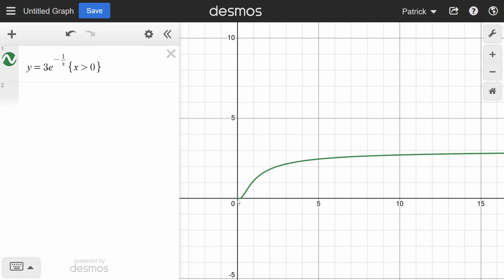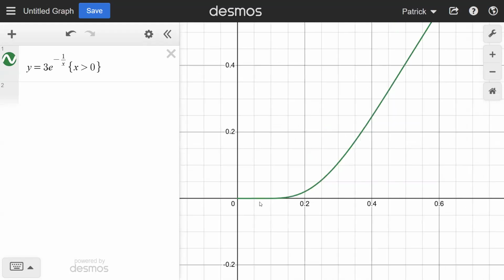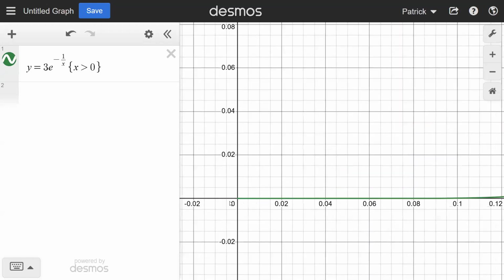Some weird things happen right here at the beginning. If we zoom in a little bit, you could see a little bit more of how that's pretty close to the y-axis there for that one. And that's how we would graph that particular equation in Desmos.